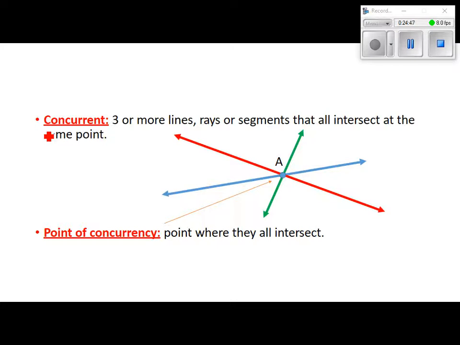So I have my three lines here. These are my three lines. Where's the point of concurrency? Good answer. Doesn't have one. All right? If I have my three lines like this, now do they have a point of concurrency? Right there where all three of them come together. That's a point of concurrency.